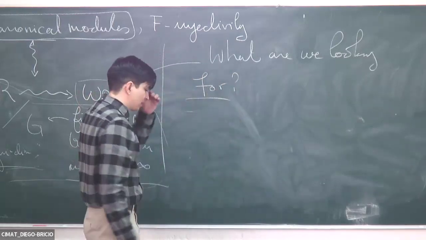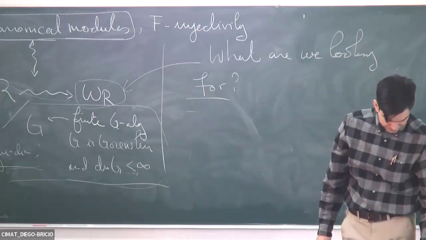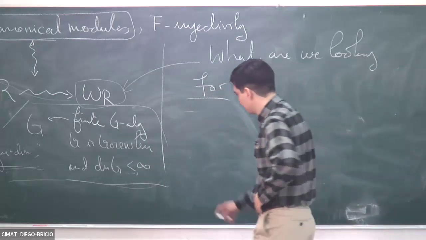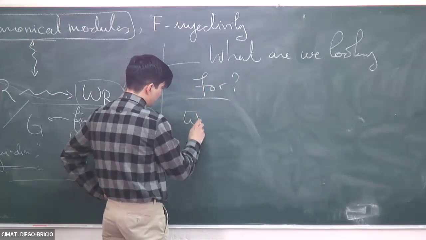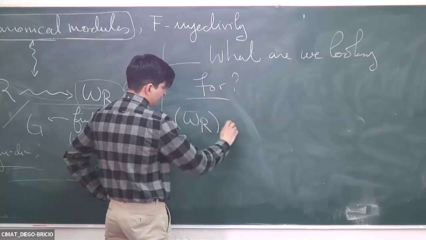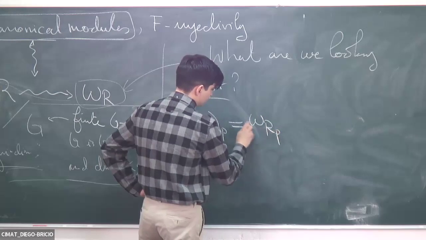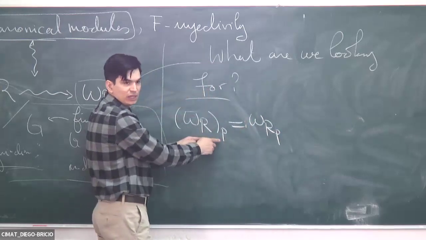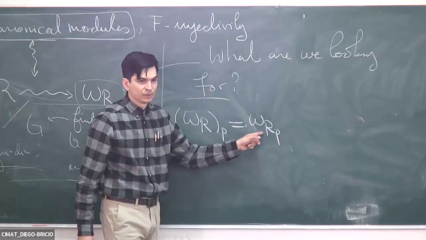What is the deal with omega R? What we want to fit is that it's a local property, actually. What we want is, okay, we take omega R and we localize it at P. So we could well call this omega R_P. So omega R, when you localize, it becomes a canonical module of the local ring, okay?